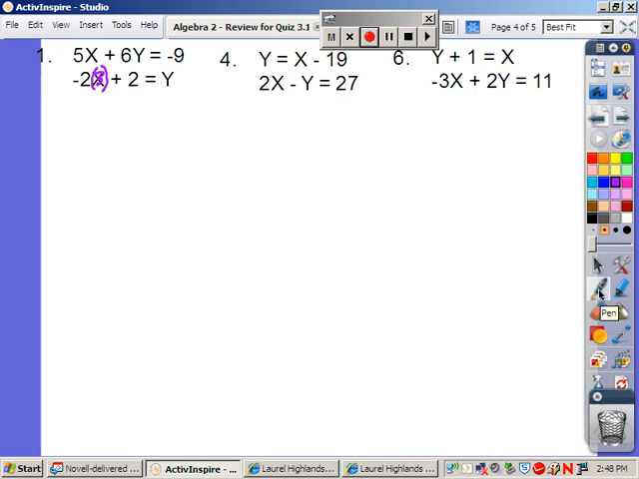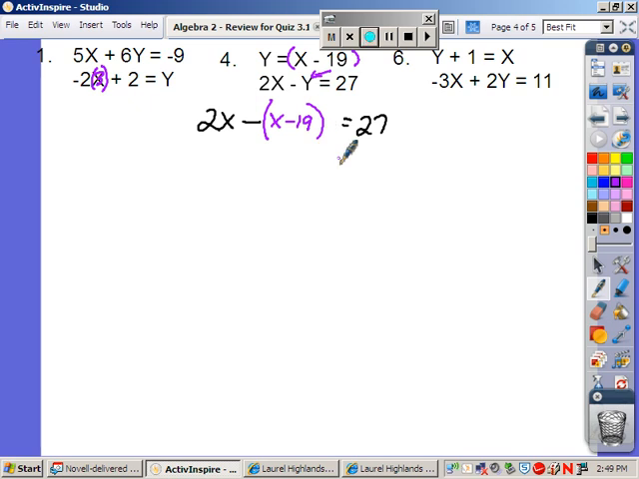Okay, let's look at the middle one. We have y by itself again, and it tells me to take x minus 19 and put that where y is in the other equation. So 2x, even the minus sign stays there. But instead of where the y was, we'll replace that with x minus 19 in parentheses.